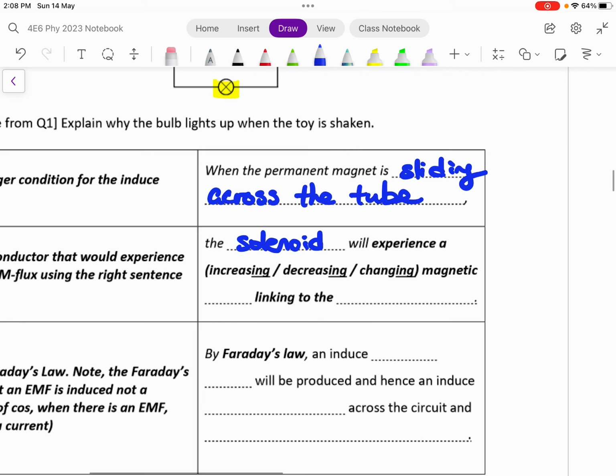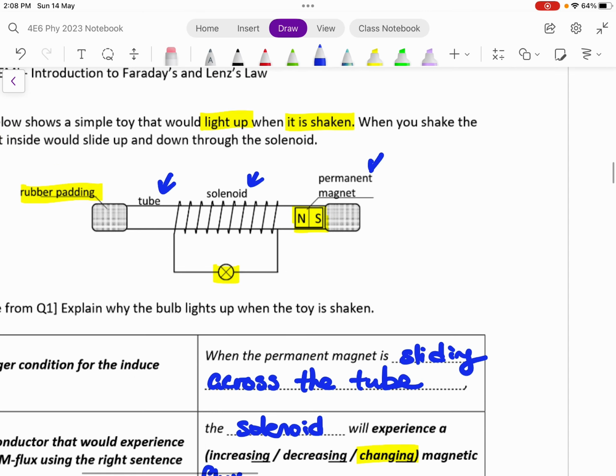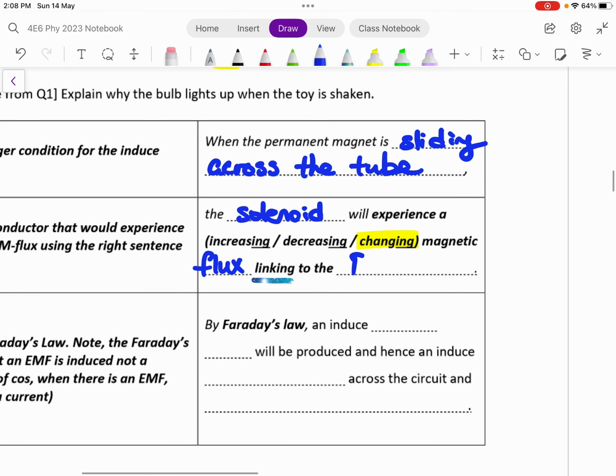So the solenoid will experience, in this case, changing, because it is vibrating, right? It's sliding in and sliding out, right? Magnetic flux, keyword here, linking to what? What is the magnetic source? So the magnetic source here must be the permanent magnet, right?